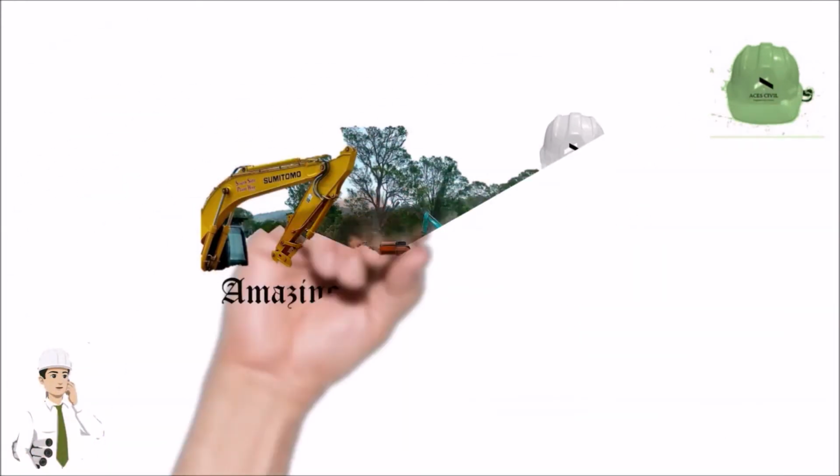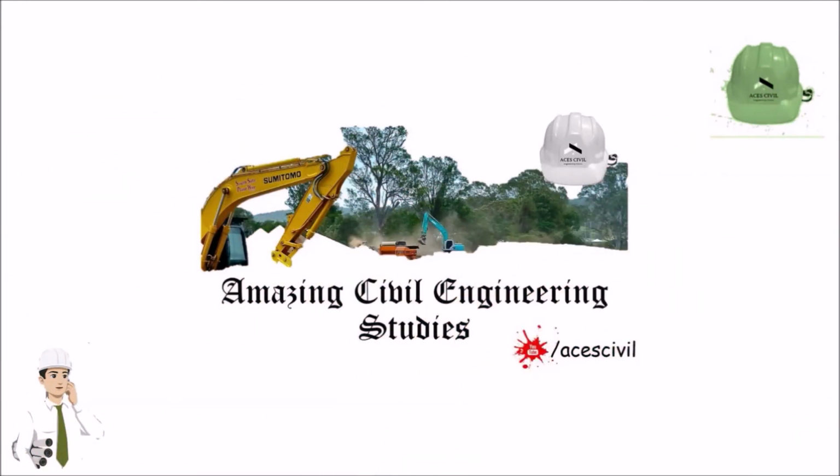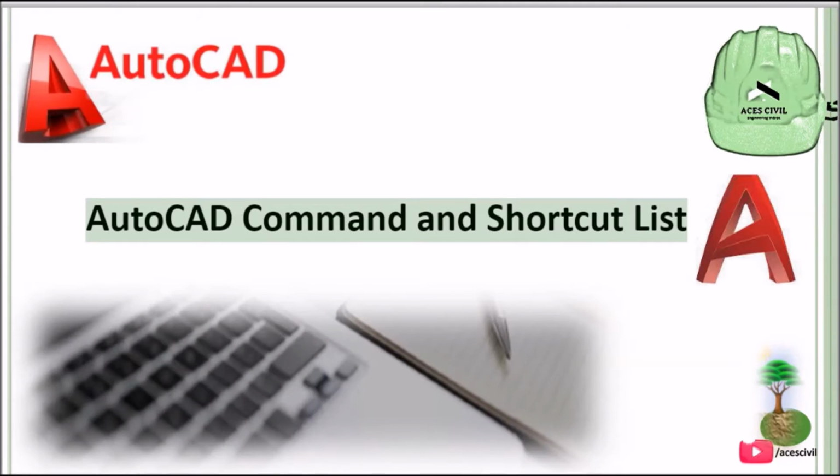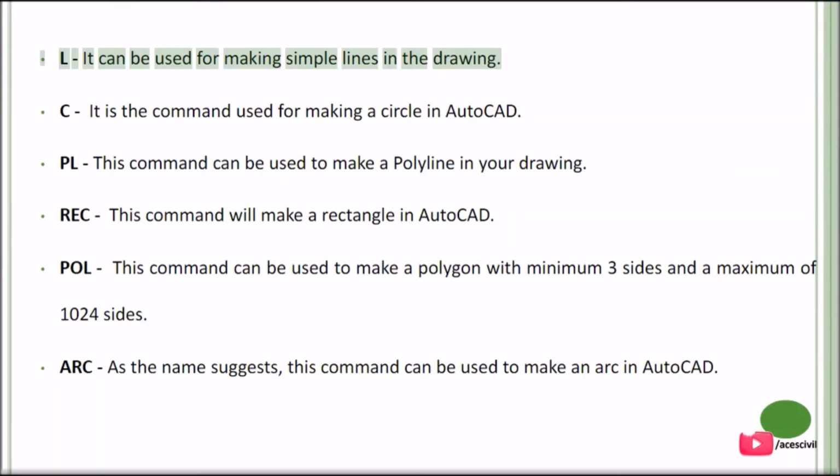In today's video we are going to discuss AutoCAD commands and shortcut list. It can be used for making simple lines in the drawing. It is the command used for making a circle in AutoCAD. This command can be used to make a polyline in your drawing.